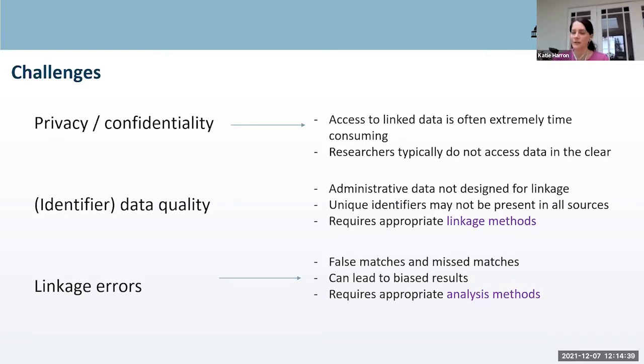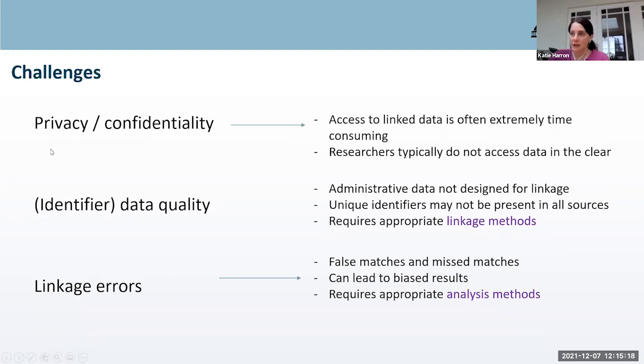And this can be problematic because the quality of the unstructured data, as I've already mentioned, isn't always optimal. And that means that linkage with unique identifiers isn't always possible. Unique identifiers are often incomplete or not available, particularly when linking across different sectors or government departments. And this means that we have to think carefully about the types of linkage methods that we're using, depending on what sorts of identifiers we have available.